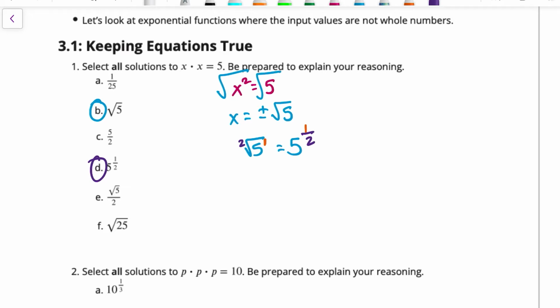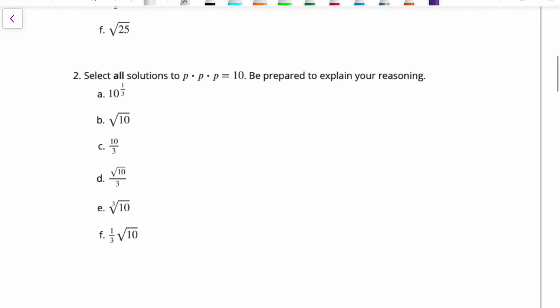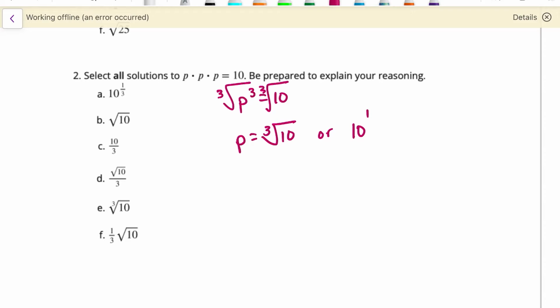All right, let's take a look at number 2. Select all the solutions to P times P times P equals 10. So that's the same thing as P cubed equals 10, so we could take the cube root. So P is equal to the cube root of 10. And again, that means that our power is 1 and our root is 3. So we've got the cube root of 10, which is E. We've got 10 to the 1/3, which is A.